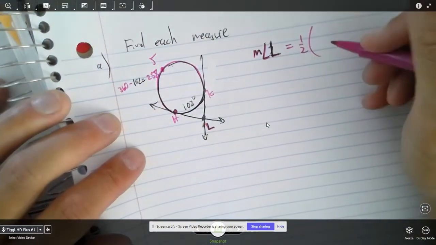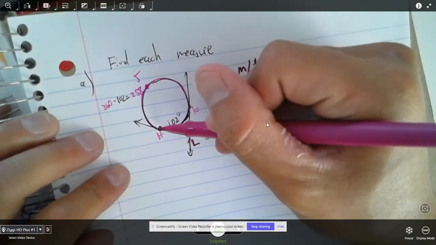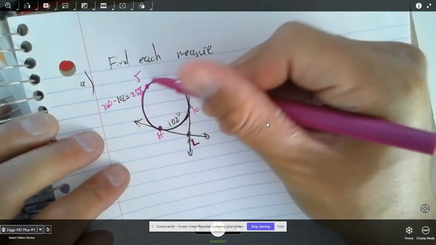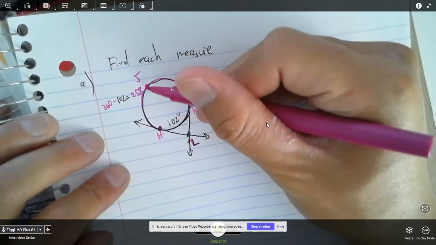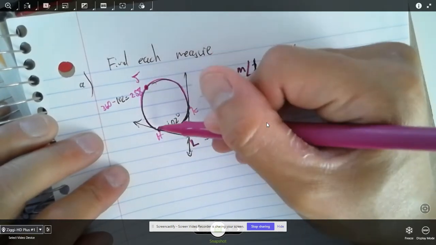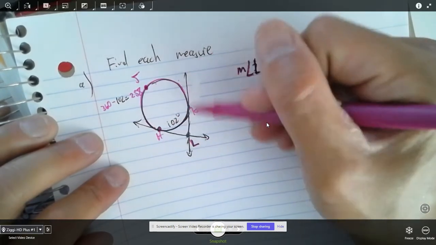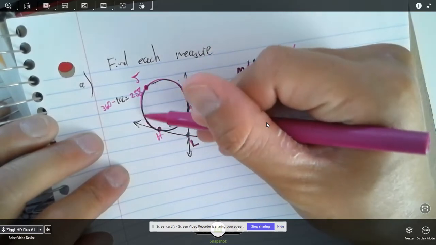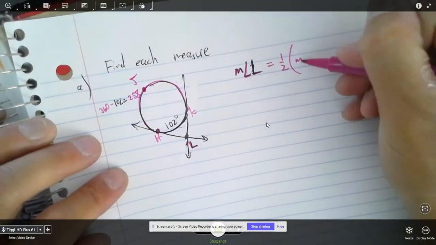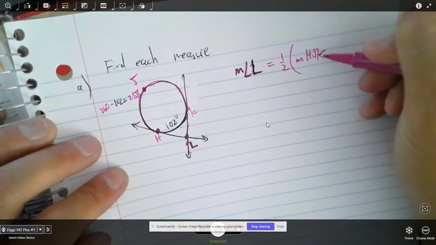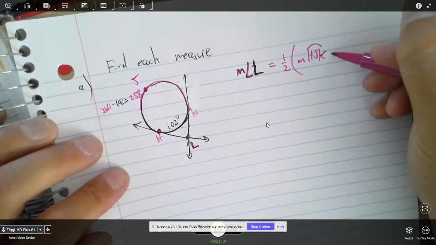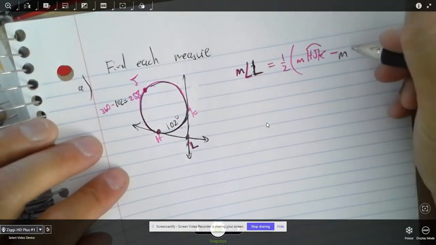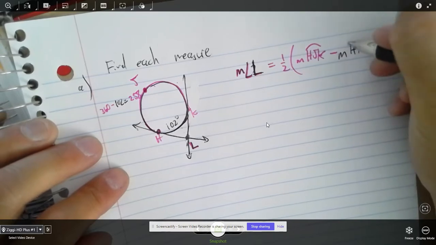So just to reiterate, you've got to be careful. Don't make this arc HK and then this arc HK. If you want this big giant arc, we have this additional point there for a purpose. If we say HJK, I know we're going to this giant arc because J doesn't occur down here. It only happens in this giant arc. So the measure of HJK, the bigger arc, minus the smaller arc, the measure of arc HK.